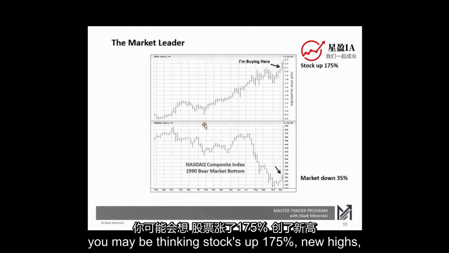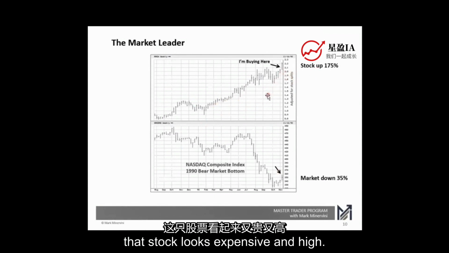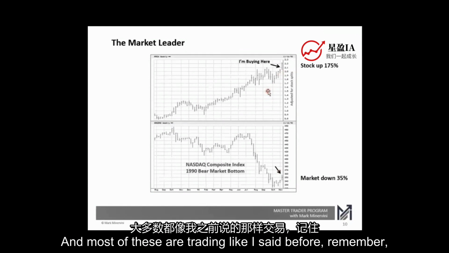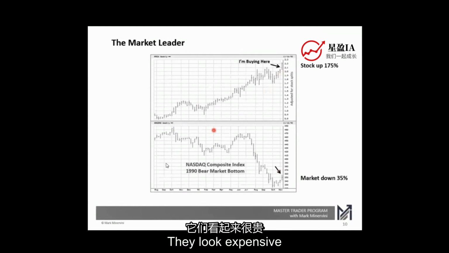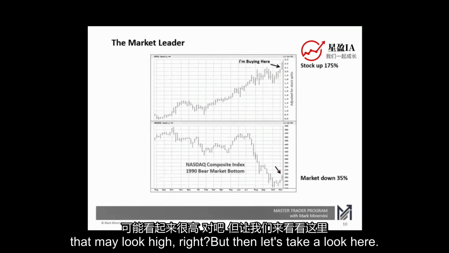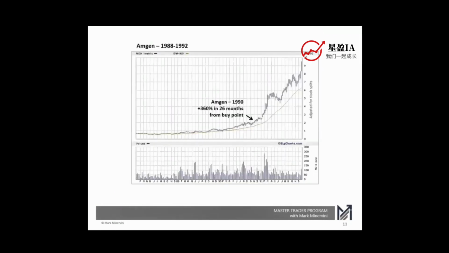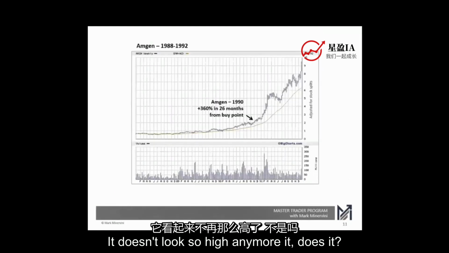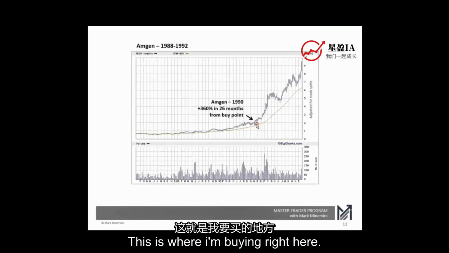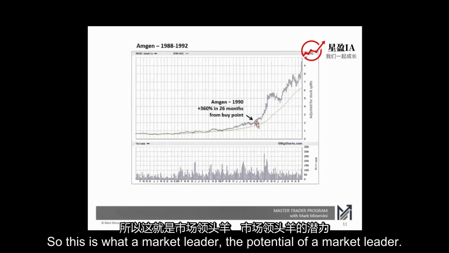Now you may be thinking, wow, stock's up 175%, new highs, that stock looks expensive and high. And most of these are trading, like I said before, at high PEs. They look expensive. Okay, that may look high, right? But then let's take a look here. See, it doesn't look so high anymore, does it? Right. This is where I'm buying right here. So this is what a market leader, the potential of a market leader, looks like.